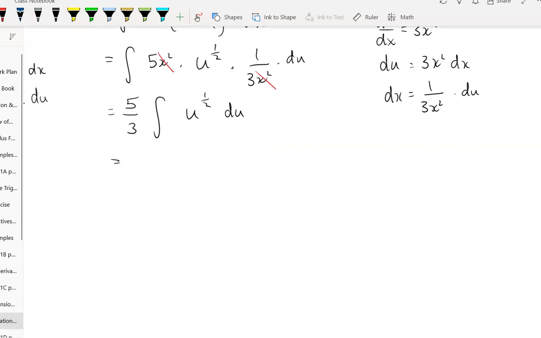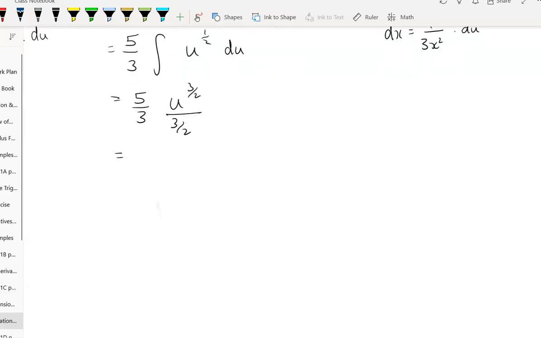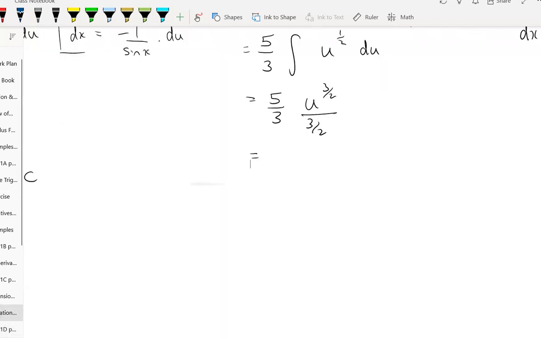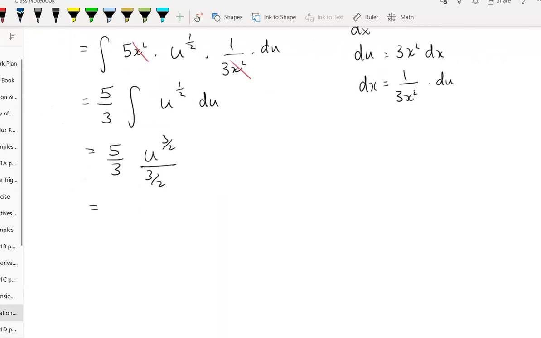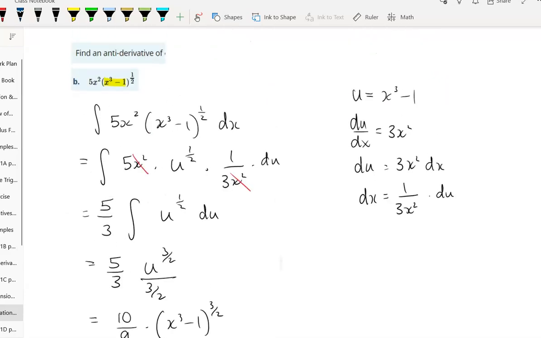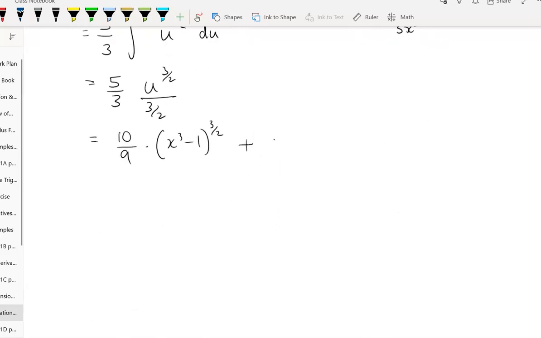Okay, and then we've got 5 over 3, and the integral of u to the half is u to the 3 over 2, divided by 3 over 2: add 1 to the power, divide by the new power. Okay, so let's just rearrange that. So 5 over 3, whoa, sorry about that, bumped the screen. So 5 over 3 divided by 3 over 2 is going to be 10 over 9, times, now u is equal to, what did we say it was, x cubed minus 1 to the power of 3 over 2. We can leave it in that form because our question was given with the power of a half, so we can just leave it like that, plus c.